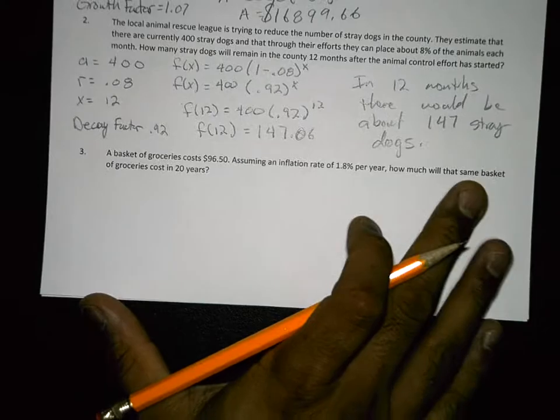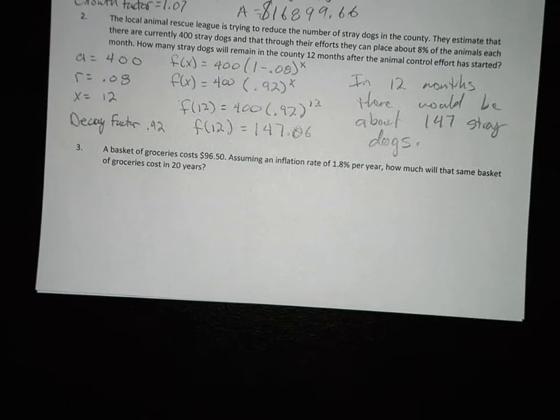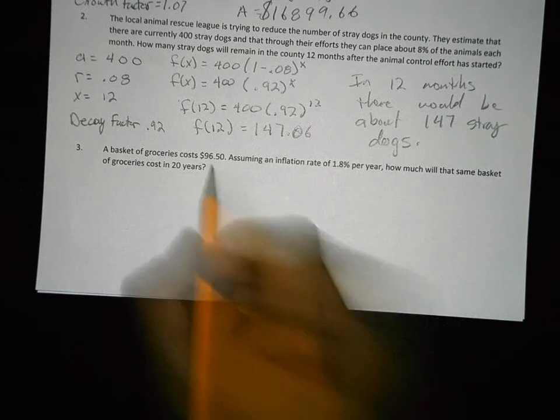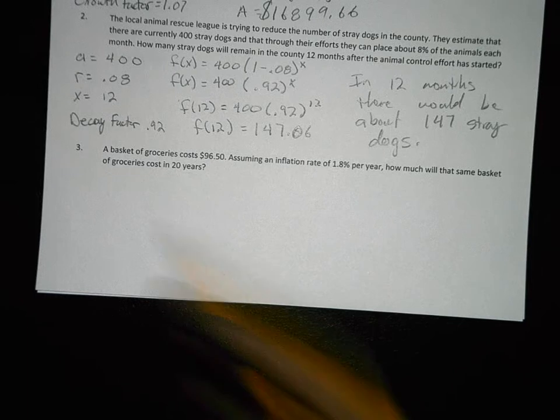All right, looking at the last one on this first page here. A basket of groceries costs $96.50. Assuming an inflation rate of 1.8% per year, how much will that same basket of groceries cost in 20 years? So with inflation, the purchasing power of $1 drops, so a dollar can buy less every year. Today we can buy some groceries for $96.50. How much is it going to cost for those same groceries in 20 years?